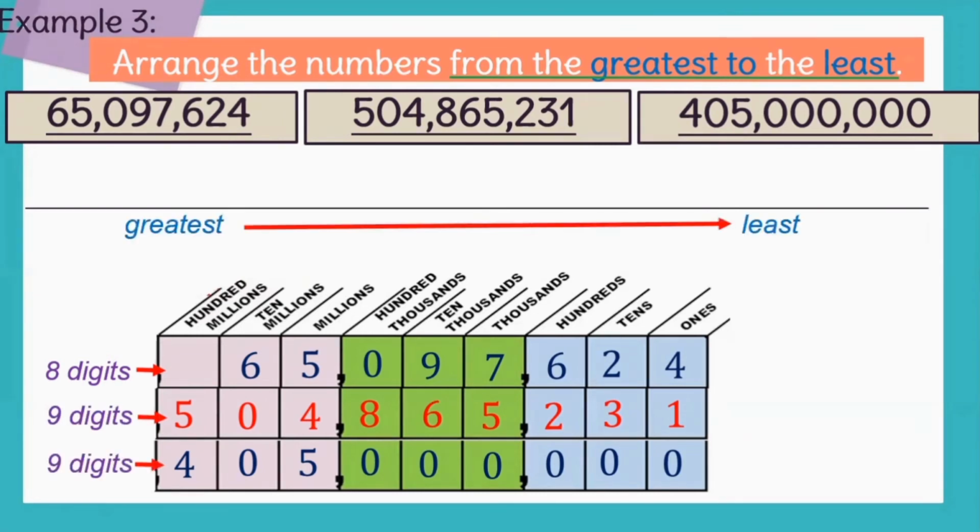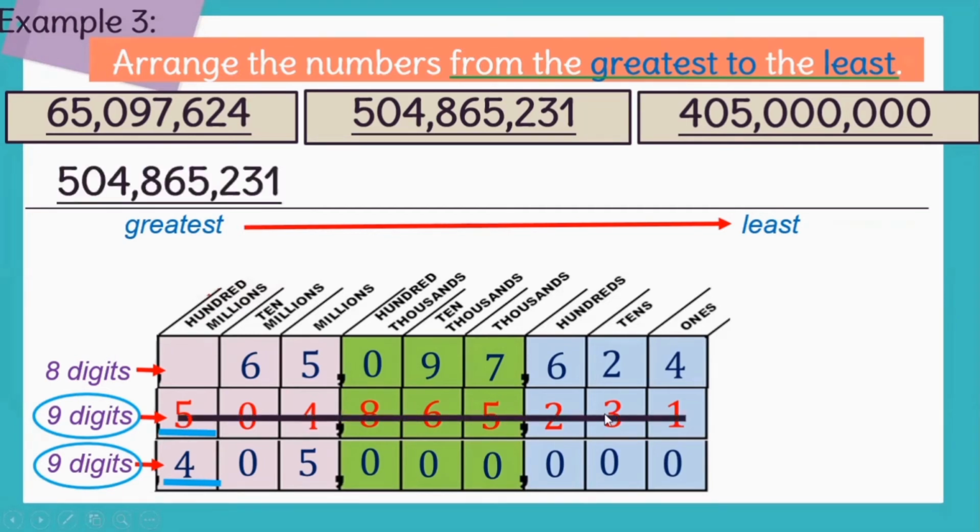Since we are going to arrange the numbers from the greatest, biggest, to the least, smallest, we are going to focus here on the 9 digits, the greatest number. Okay, so now let's compare the digits from the left to the right. So let's start with the 100 millions place. We have 5 and 4. We all know 5 is greater than 4. Therefore, this whole number, 504,865,231, will be the greatest number.